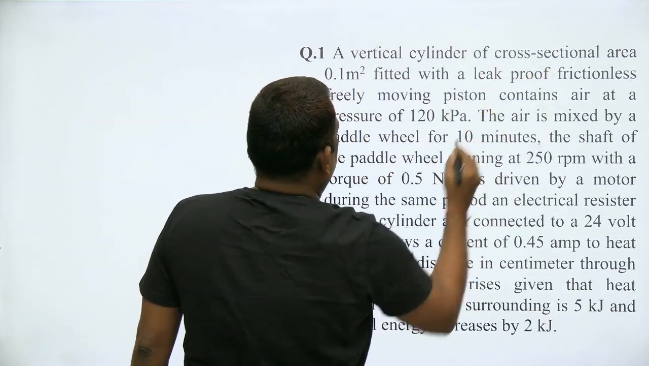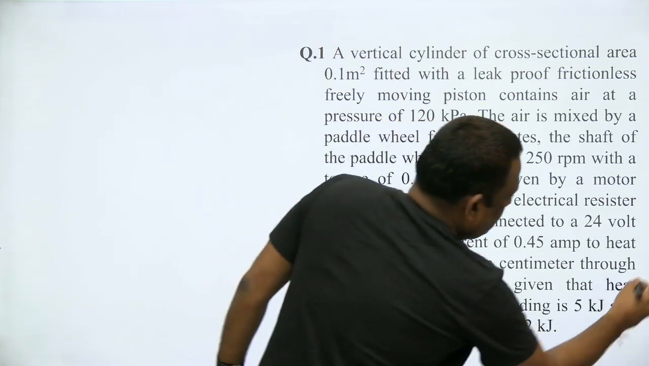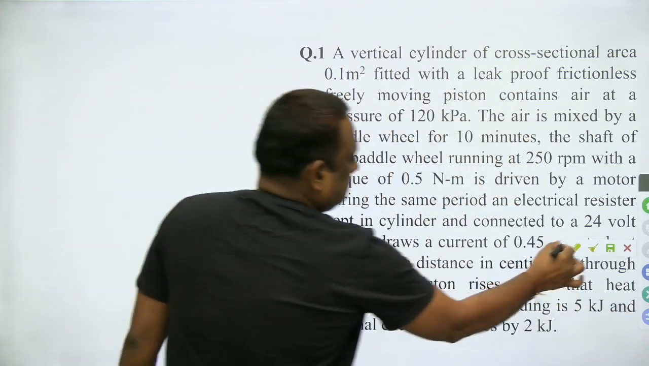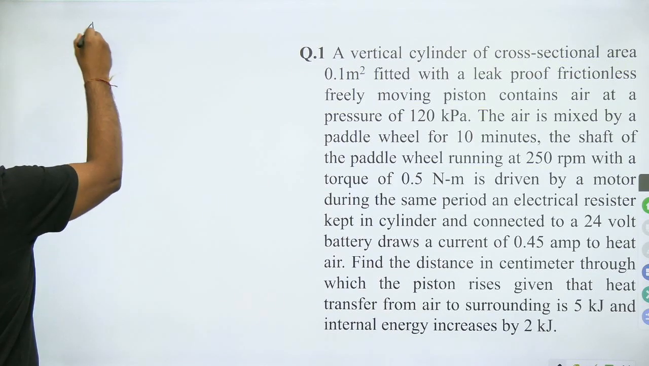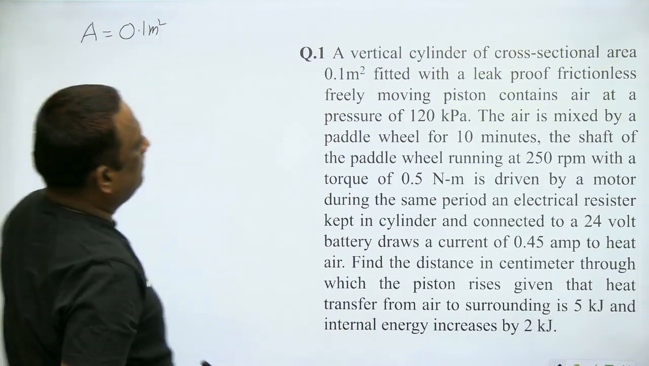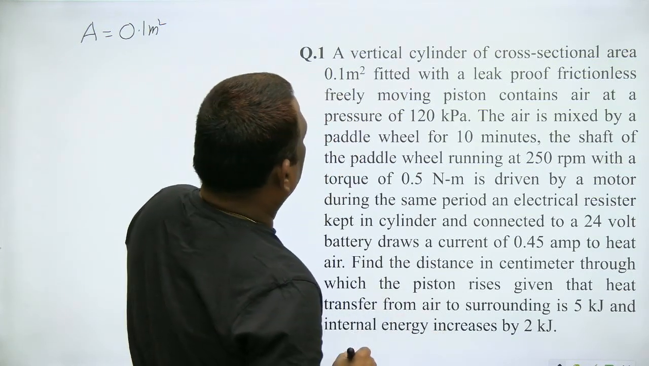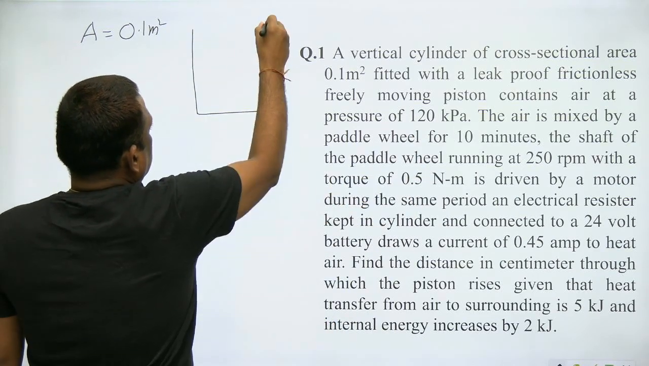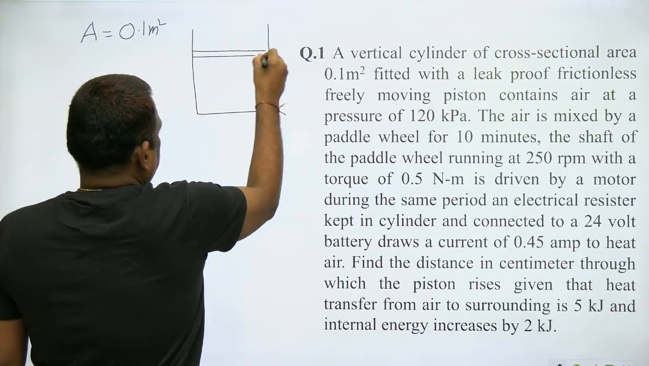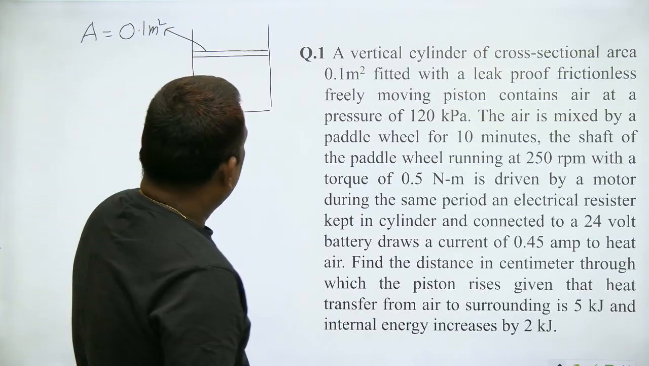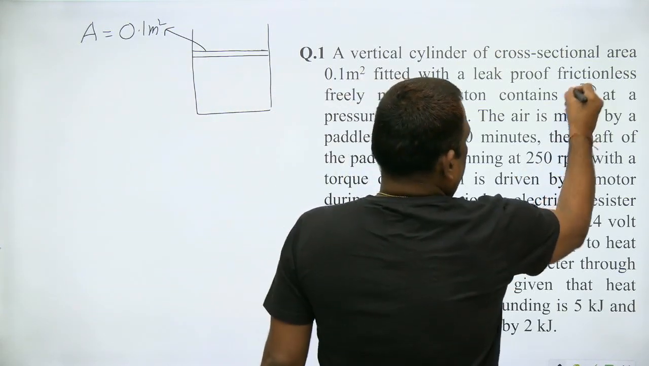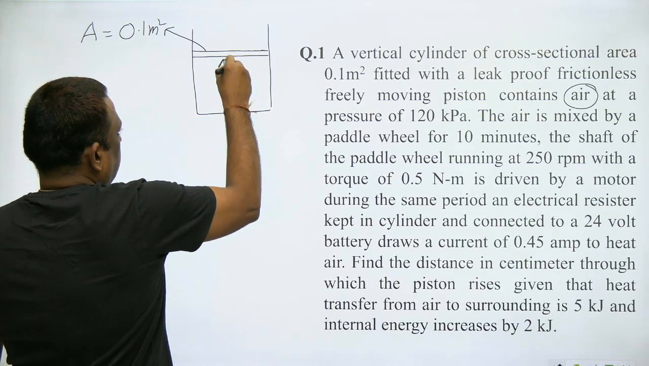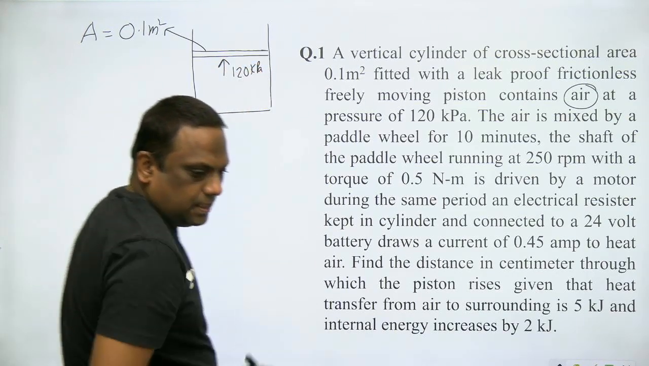A vertical cylinder of cross sectional area, okay, what is the area given, my dear students? The area given is 0.1 meter square, a vertical cylinder, okay, no problem. Then it contains air at a pressure of, okay, this is the piston, the area is given as 0.1, it contains air. At what pressure? The pressure is 120 kilopascal, okay, no problem at all.